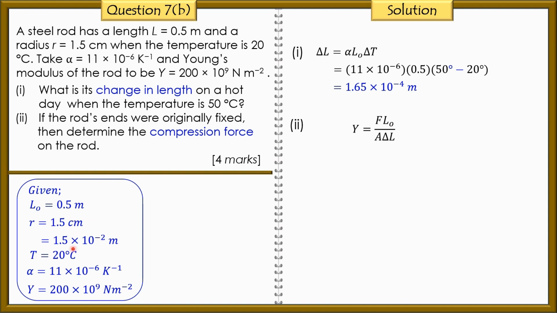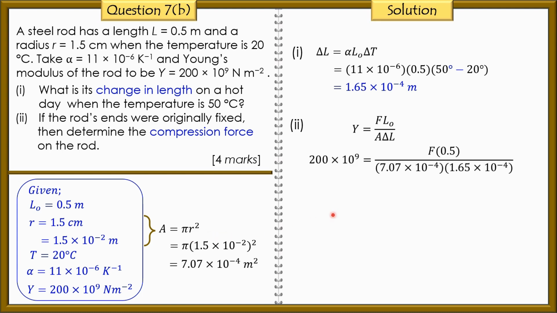If you refer to the information given, we have no value of A, but we have the radius here. Because of that, you can calculate the cross-section area A, and then substitute the value of A in the equation with Y, L naught, and delta L. Delta L is as calculated in the first part. So you will get that the compression force on the rod is equal to 4.67 times 10 power 4 Newton.